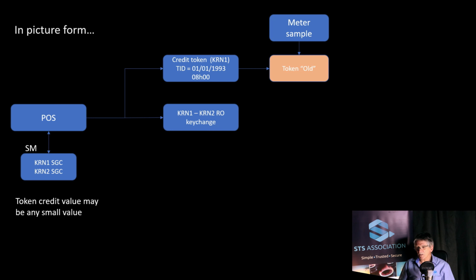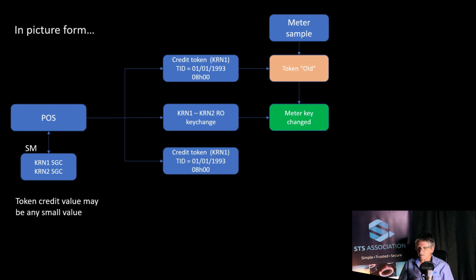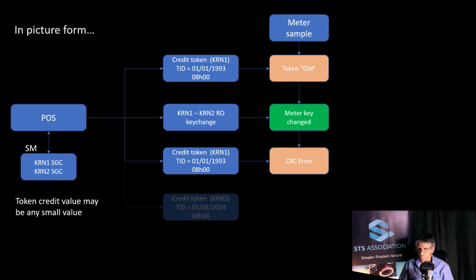Then do a key revision 1 to key revision 2 key change. So in other words, you're doing a key change token set from key revision 1 to key revision 2. This changes the meter key. So the meter should respond with, okay, it's changed its meter key. Then the same credit token, KRN1, 1st of the 1st 1993, 8 o'clock in the morning, try and enter that into the meter. The meter will reject it with a CRC error. Why is that? It's because the meter key has been changed with the rollover key change tokens.